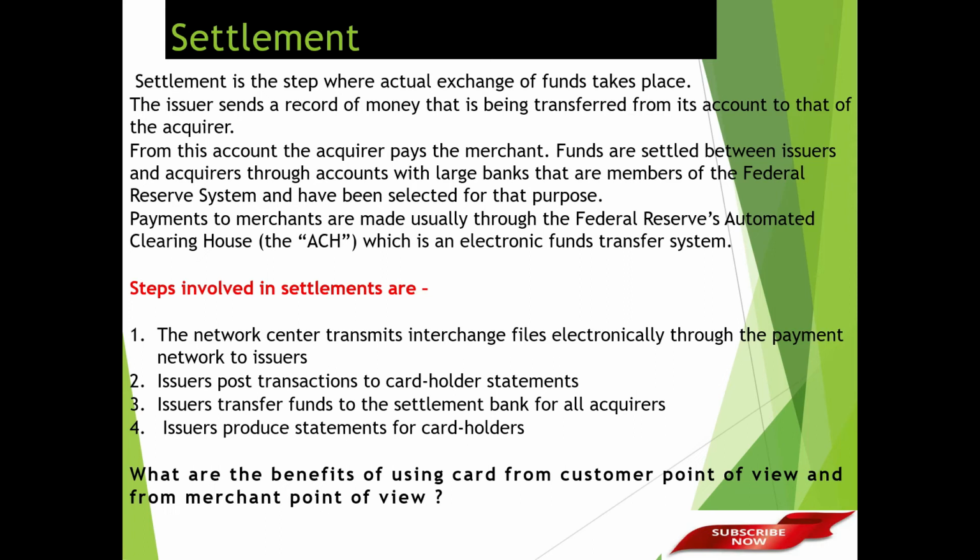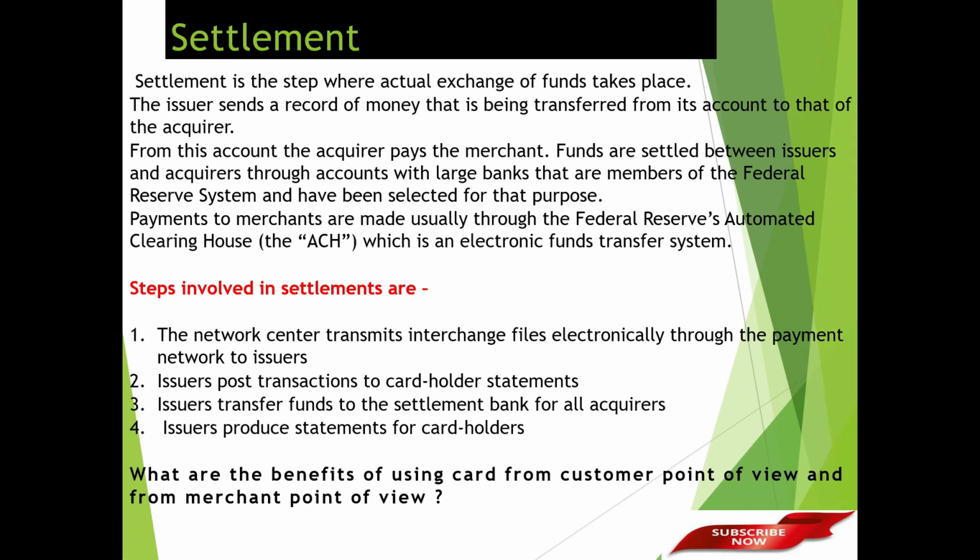Steps involved in the settlement are: the network center transmits the interchange files electronically through the payment network to the issuer. The issuer posts transactions to cardholder statements. The issuer transfers funds to the settlement bank for all acquirers. The issuer produces statements for cardholders.